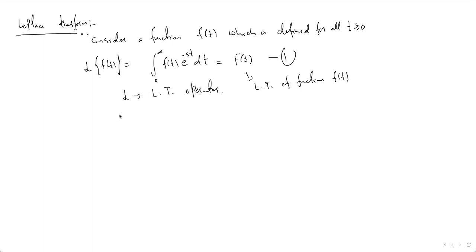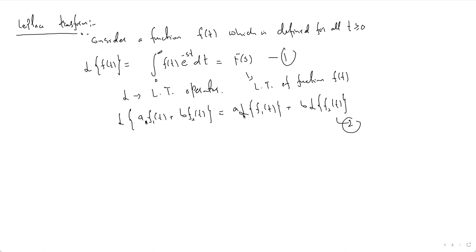What I mean by the linear operator is that if I operate it on two different functions, like a f1 of t plus b f2 of t, it is always equal to the Laplace transform of some constant a times the Laplace transform of f1 of t plus b times the Laplace transform of f2 of t. Here I am taking only two functions, but I can take n number of functions. So this is also one property of the Laplace transform, that it is a linear operator.